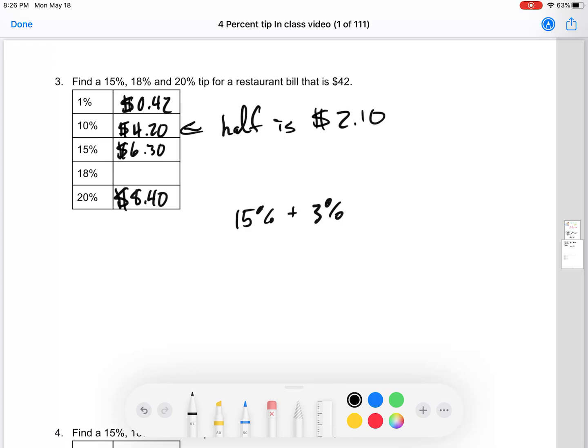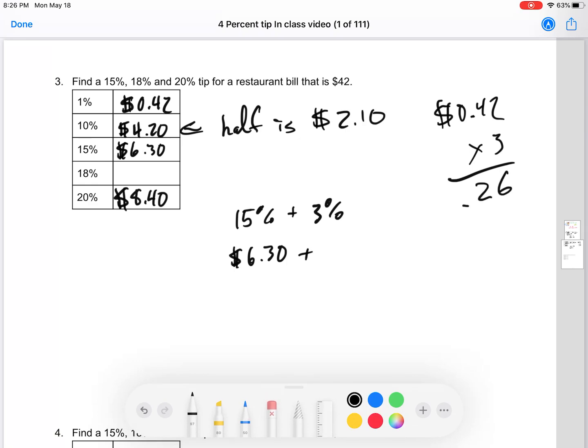3%, right? 15% was what again? 630. 3% is 3 of those 42s, right? 3 of the 42s. In this case, I probably would have been better off doing my subtraction, but that's okay. So 0.42 times 3, right? Whoops. Sorry about that.